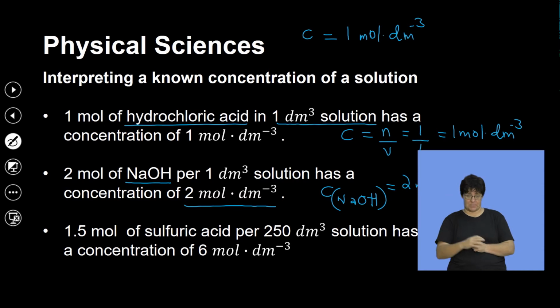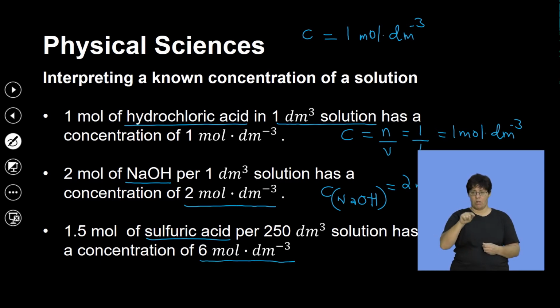And then on the other hand, if, for argument's sake, we've got sulfuric acid, then the concentration is 6 moles per cubic decimeter. What does this exactly mean? Say we've got 1.5 moles of sulfuric acid per 250 cubic centimeters, and we want to understand what the actual concentration of this solution is. I just wanted to focus our attention on the conversion there, okay?